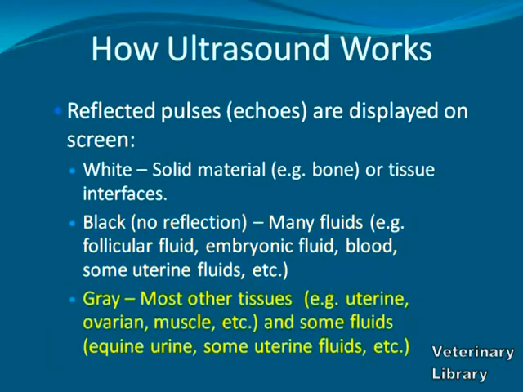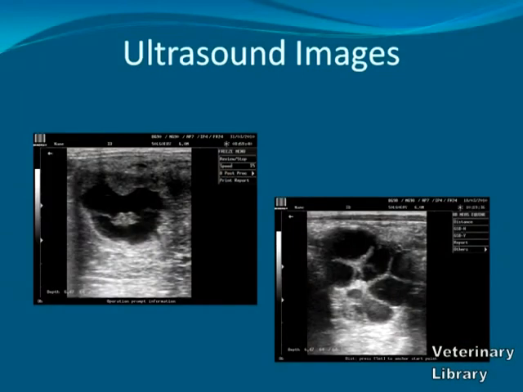All other degrees of reflection appear as some shade of gray and include most other tissues such as uterine, ovarian, and muscle tissue, and some fluids such as equine urine and some uterine fluids. The white, black, and gray aspects of an ultrasound image are often referred to as grayscale. These two images on the screen will be used to illustrate this concept.